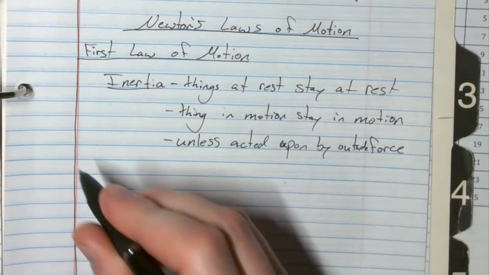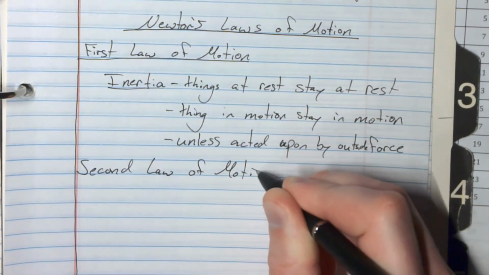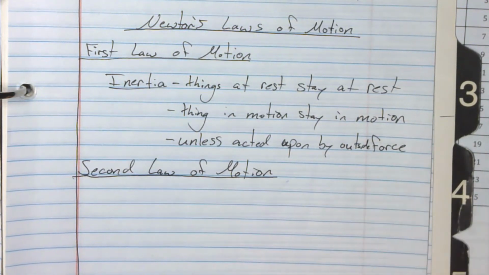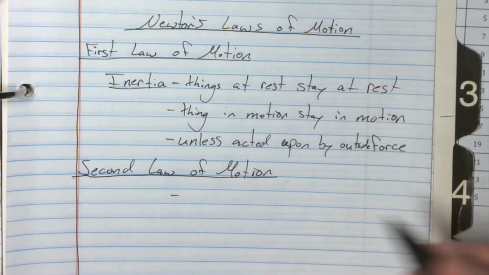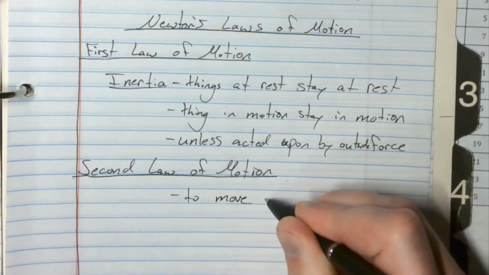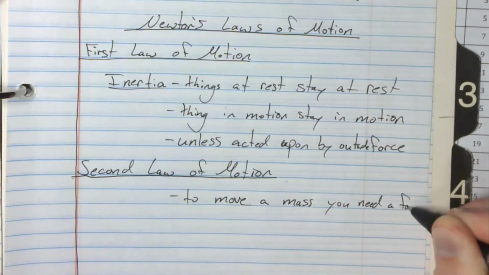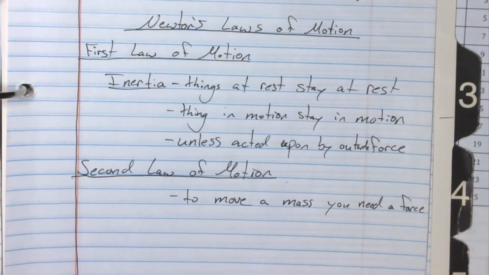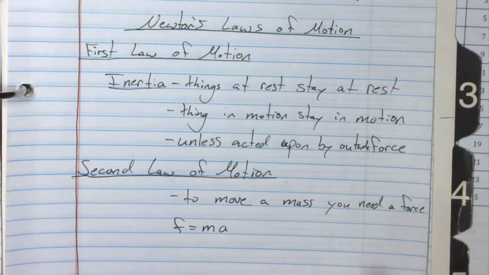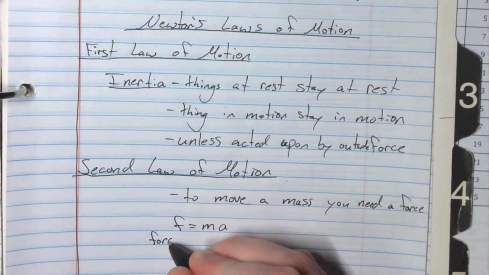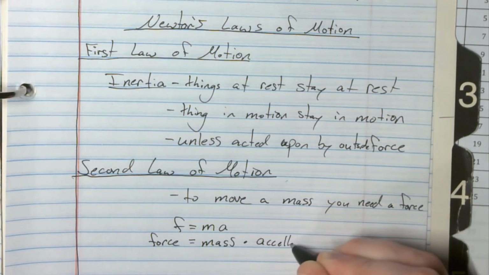And then our second law of motion is actually an equation, but it's telling us what I was just saying up here. To move a mass, you need a force. And that equation, F equals ma. And obviously that's force equals mass times acceleration.